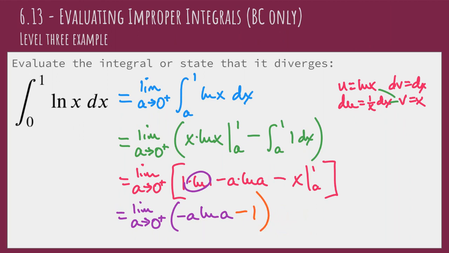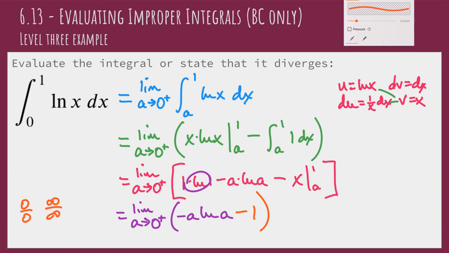The challenging part here is going to be evaluating this expression here. The problem with that is that as a approaches 0 from the right, we have 0 here times negative infinity here. And 0 times negative infinity is an indeterminate form. This is one case where we're going to have to use L'Hopital's rule, but to use L'Hopital's rule, we need 0 over 0 or we need infinity over infinity. So what I'm going to do is make it one of those two by rewriting this expression.